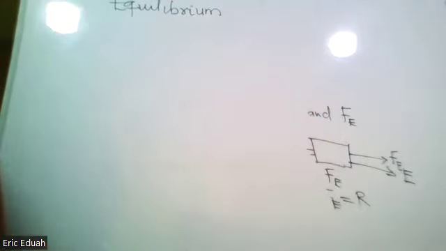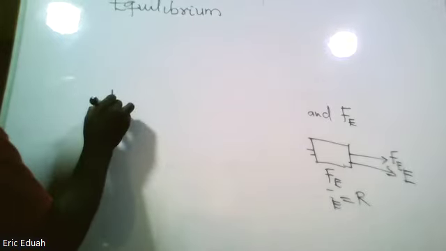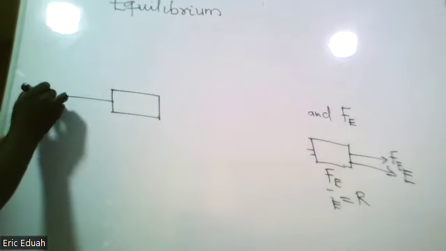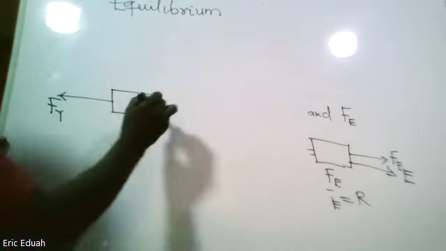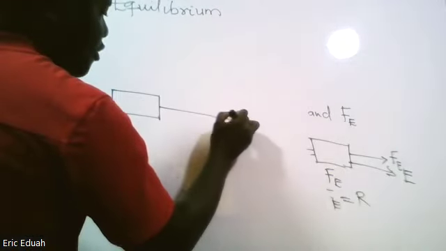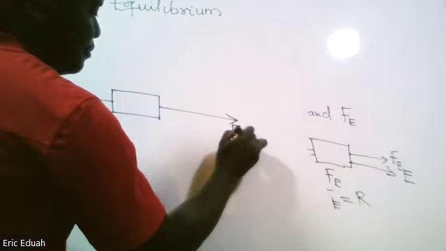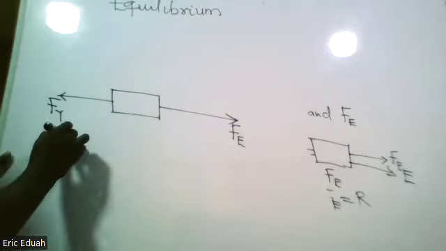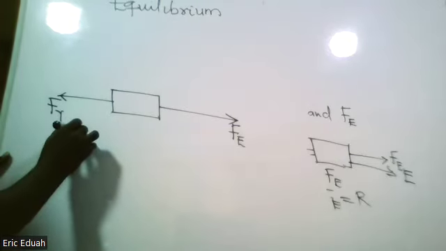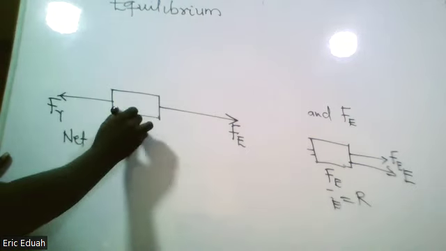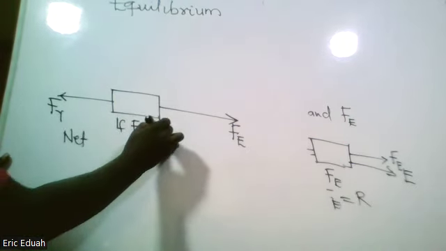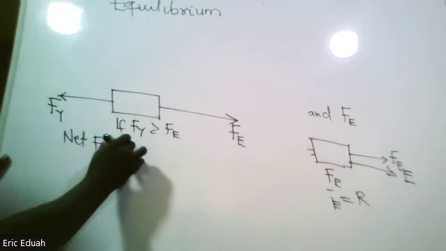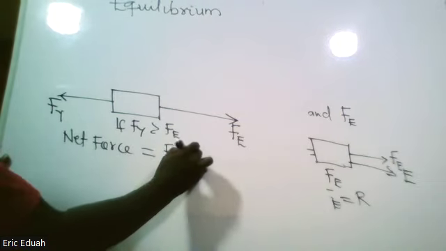Both forces are acting oppositely to one another. Force Yasmin, Fy. Force Elizabeth. Now I want to determine the net force or the resultant force. If Fy is greater than Fe, the net force is equal to Fy minus Fe.